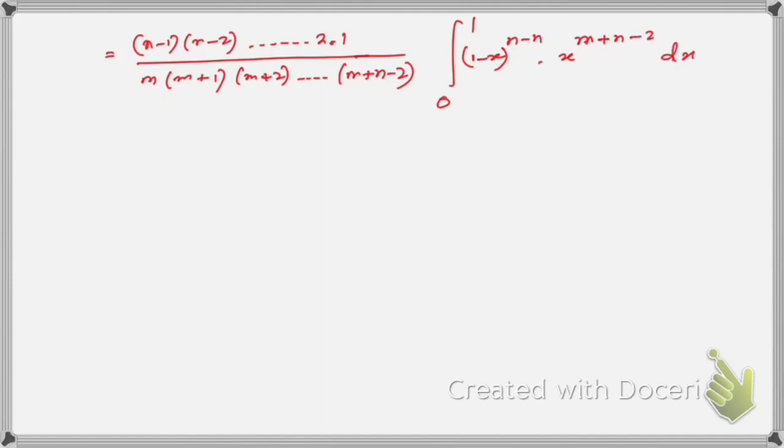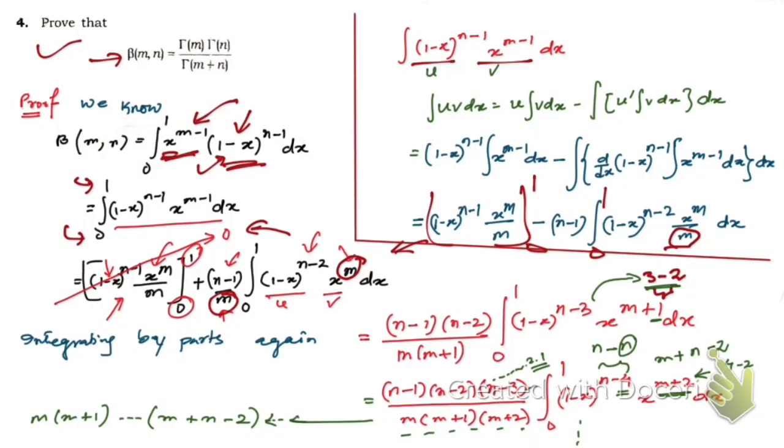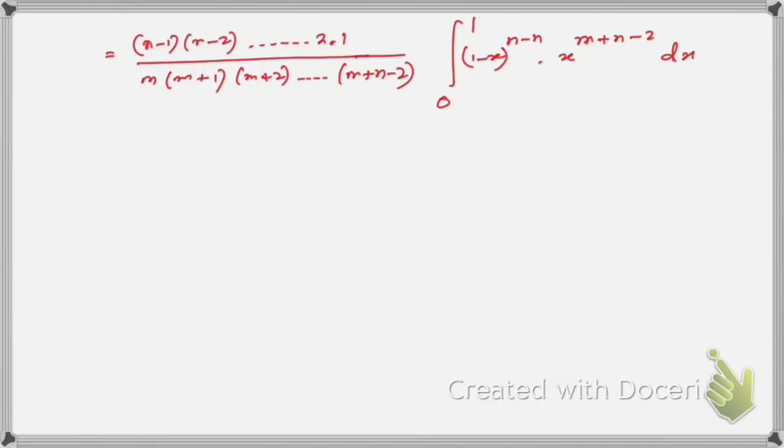So if you observe the pattern here, when you had m plus 1, the denominator, you see, ended at m plus 1. When you have m plus 2 here, it was ended at m plus 2. So when you have m plus n minus 2, it must end at this, right? So hope you have understood this.